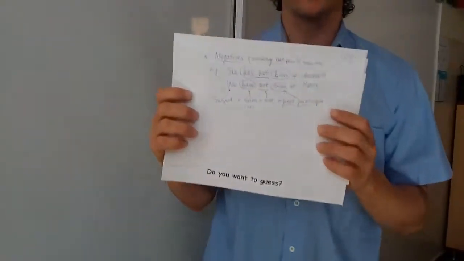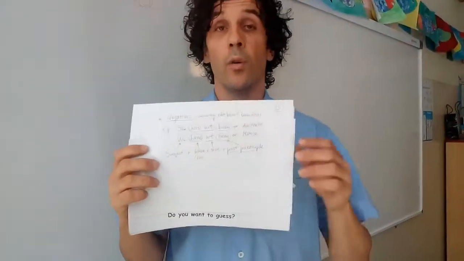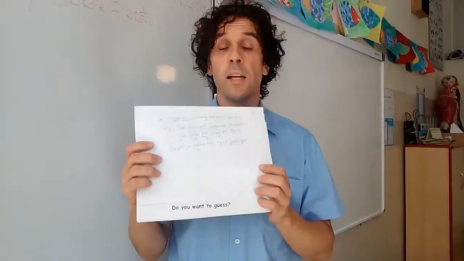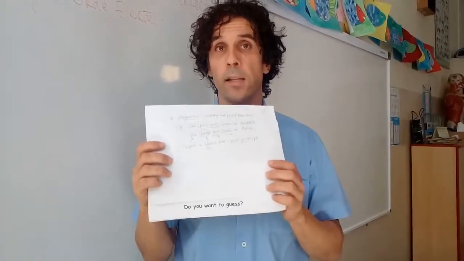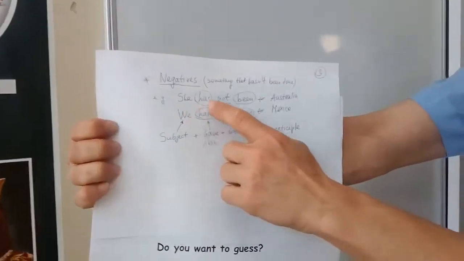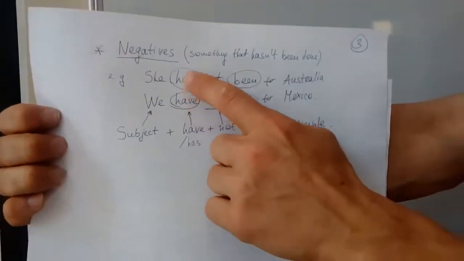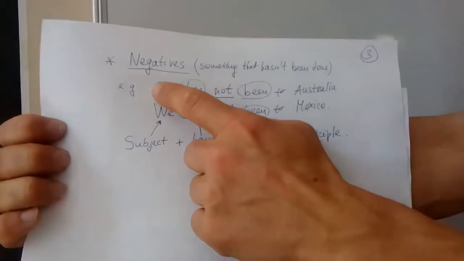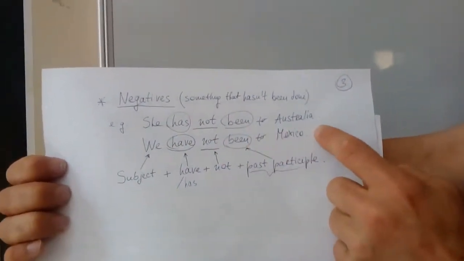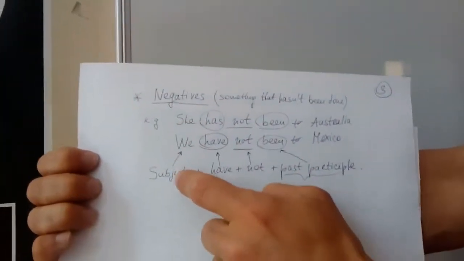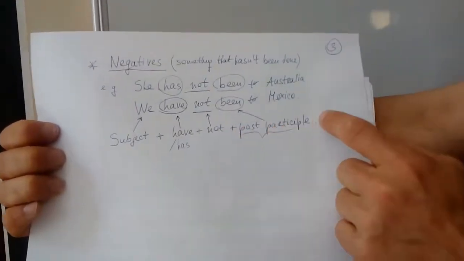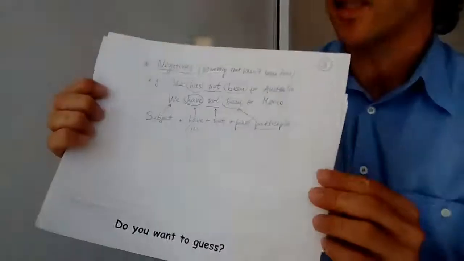Now let's talk about negatives. Negatives are when we don't do something, so the sentence is negative then. Negatives in present perfect tense are very easy to form. We form negatives by adding not after have or has. For example, she has not been to Australia. We have not been to Mexico. She, that's the subject of the sentence, have or has, and not plus past participle. This is how we form negatives.